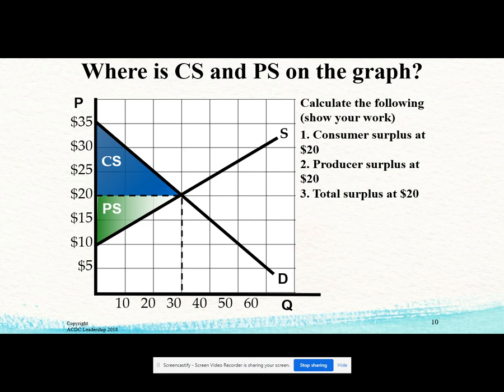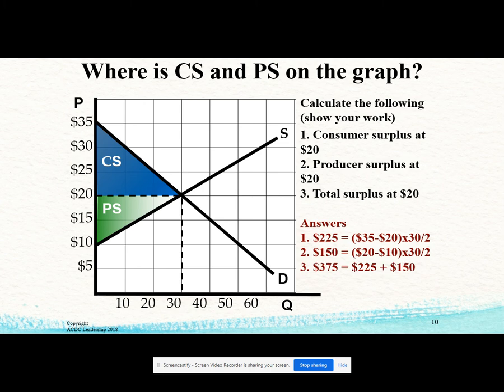Total surplus, what will we do? Add the two together. Or if I didn't want to do that, you could do the area of this whole triangle. So 225 plus 150, that'd be 375. So that would be your total surplus. But you could also get that same answer by doing the area of this triangle: 15 times 35 minus 10, which is 25. And we got that right. That's how you do that.